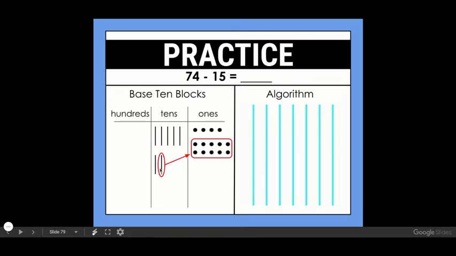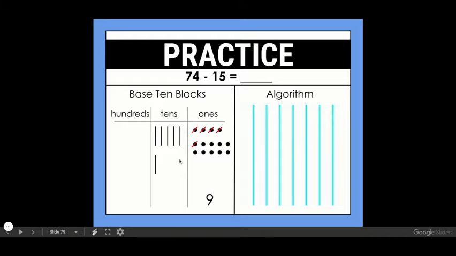So now I'm no longer going to have this 10 in the tens because it became these 10 ones. Now I have enough to take away my 5 ones. 1, 2, 3, 4, 5. Now let's count to see how many ones I have left. 1, 2, 3, 4, 5, 6, 7, 8, 9. So we have 9 ones left.